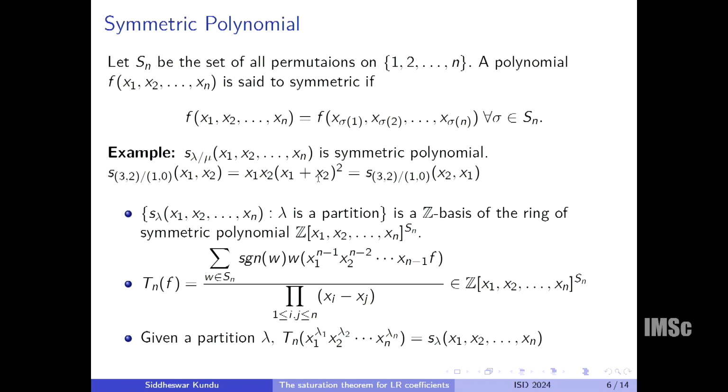The next thing is that if we consider the set S lambda over all partitions lambda, then this is the Z-basis of the ring of symmetric polynomials. And if F is a polynomial in n variables, then the operator Tn acting on F, defined by this bi-alternant formula, will always be a symmetric polynomial. For example, if we consider the monomial x1 power lambda 1, x2 power lambda 2, ..., xn power lambda n, and apply Tn on this polynomial, it will be the Schur polynomial S lambda.